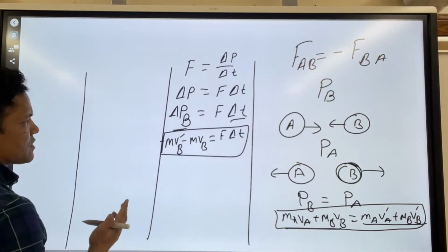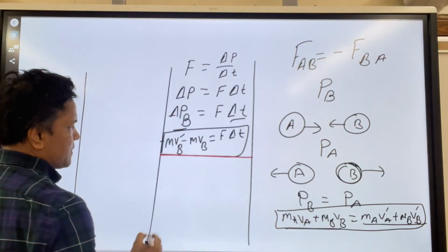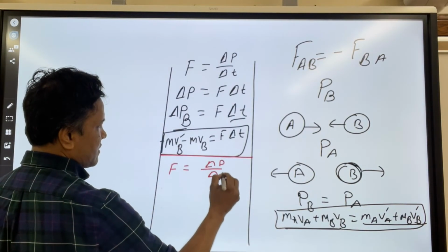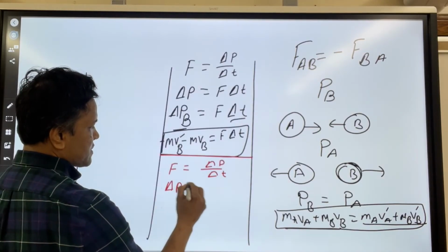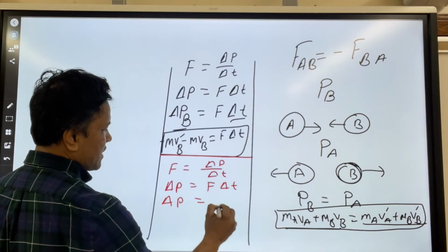Now we're going to do the other one. So ball A. All right, so now start Newton's second law, delta P over delta T now, right? So delta P is equal to F delta T. So far so good, right? Now delta P is equal to F delta T.